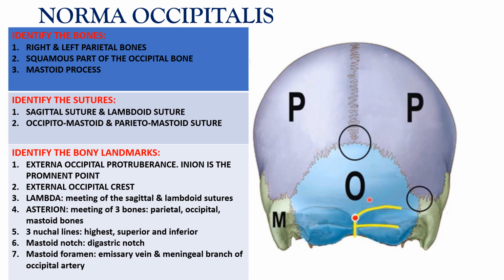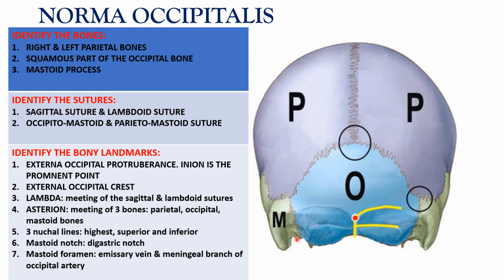Now we have three nuchal lines. We have the highest, superior, and inferior. So this line is actually the superior nuchal line, and then this is the inferior nuchal line. The highest is actually here, not too clear, not too visible. It's actually above the superior nuchal line. Then we have the mastoid notch. There's a notch here, there's one here, and another one here. The mastoid notch serves as an attachment for the posterior belly of the digastric muscle.